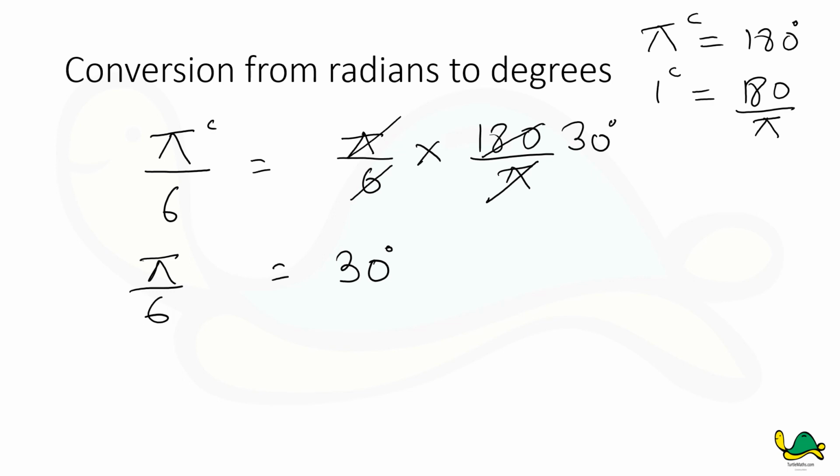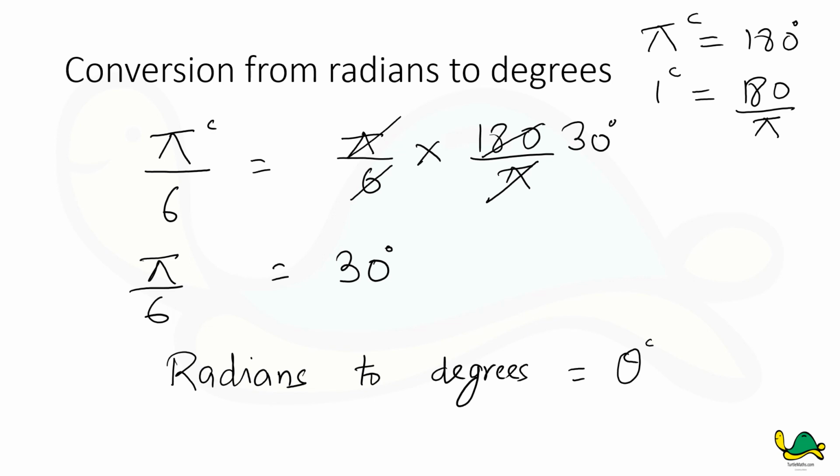If you would like to write a formula from radians to degrees, all you need to do is take your angle in radians. Let's say that angle is theta radians. You multiply this by 180 over pi.